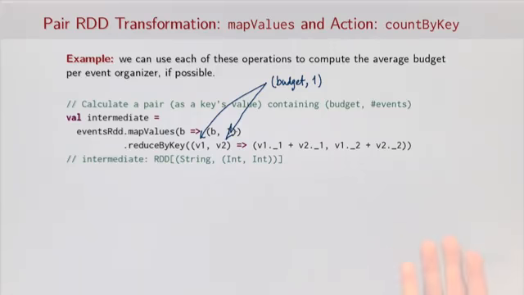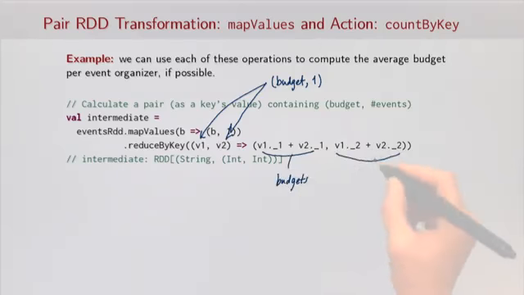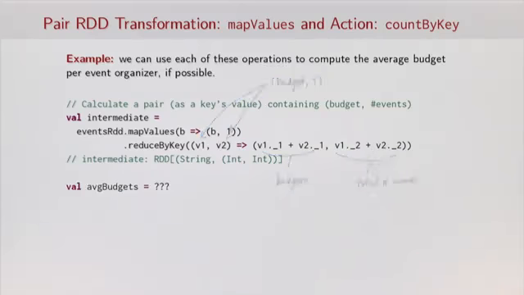Do you see what we've done? Both operations that we called on our pair RDD managed to focus only on the values of our pairs, mapValues and reduceByKey. In both cases, we never had to worry about messing around with the keys. We could just focus on the values associated with those keys. So does this make sense? Here we sum up the budgets. Here we sum up ones for the total number of events. Okay, but we're not done yet.